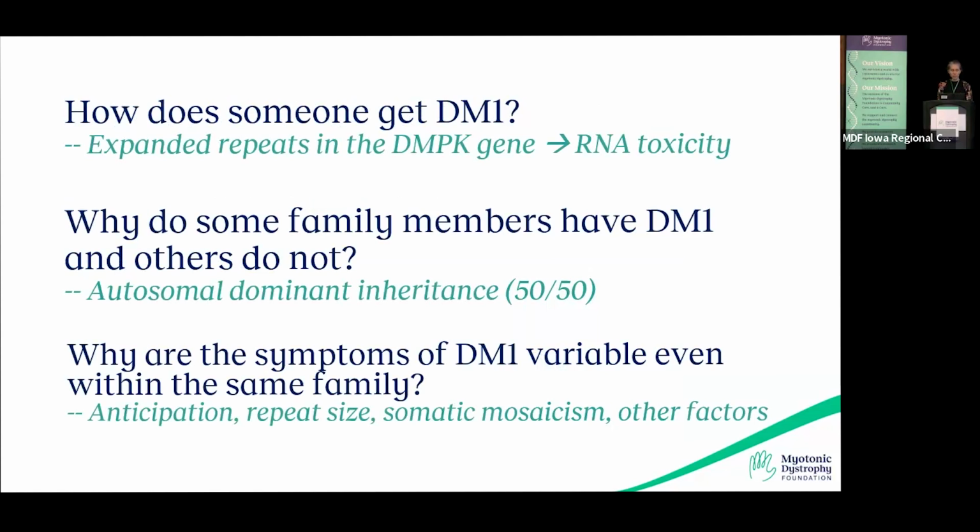So getting back to our questions, how does someone get DM1? It's from the expanded repeats in the DMPK gene, which leads to RNA toxicity, which then causes the disease. Why do some family members have DM1 and others do not? There's the autosomal dominant inheritance pattern where each person has a 50-50 chance, so some family members will have it and others will not. Why are the symptoms of DM1 variable even within the same family? We can attribute that to anticipation, the repeat size, somatic mosaicism, and other factors.